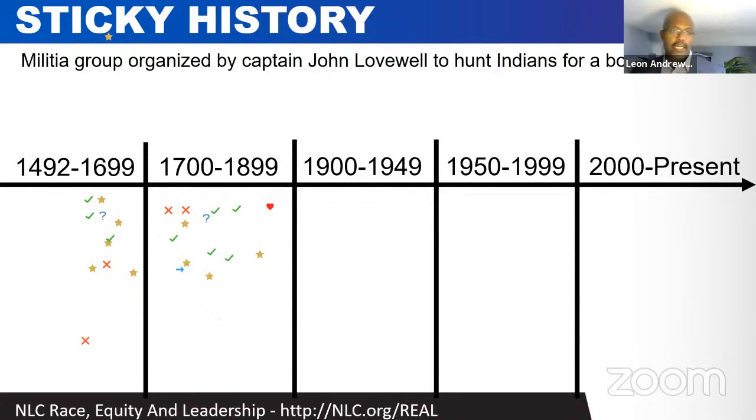And for those that chose 1700 to 1899, you are correct. It was 1725. 1725 is when that militia group was formed. So that's our second one. We're going to do about 12 of these. Let's go to our next one.